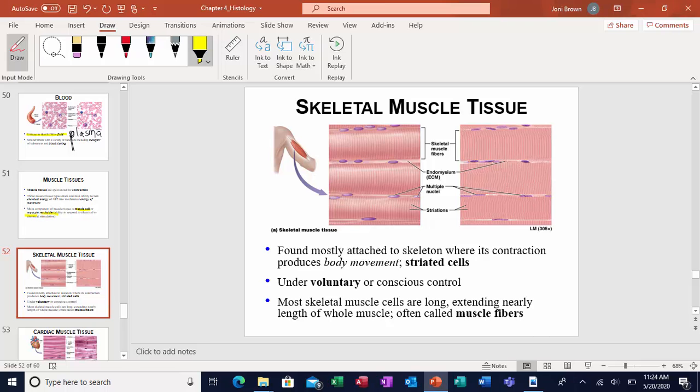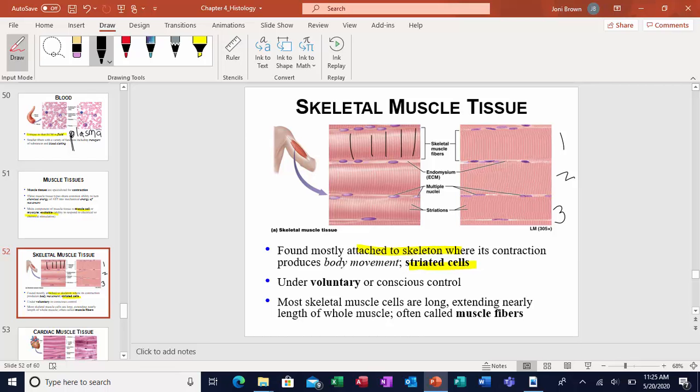Now, the first major type of muscle tissue is skeletal muscle tissue, and you find this attached to the skeleton, and it produces body movement. The cells are striated, which means they're striped, and if you look at them, you can see the stripes on the cells. They're long and thread-like, and that's why they're called fibers. You're looking at 1, 2, 3 fibers here. They are voluntary; we consciously control them. And they're very long. They sometimes go the length of the entire muscle.